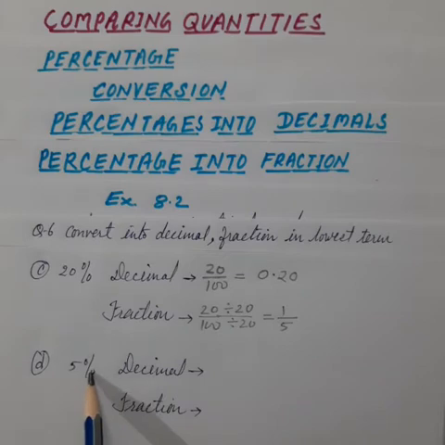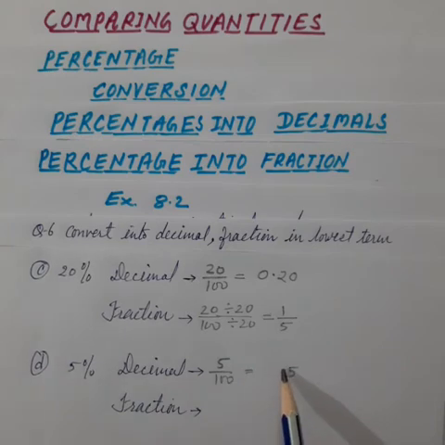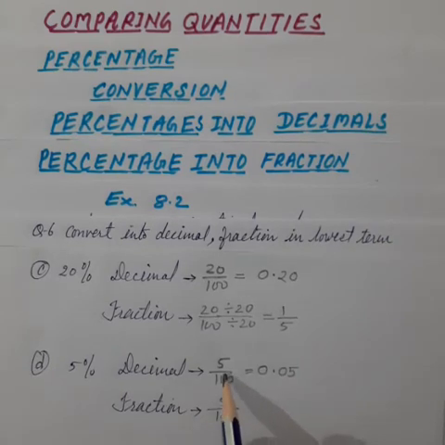D. 5%. Decimal first: 5, and for this percent sign, 100 in the denominator. Now this is 5 hundredths, which means two places are there after the decimal point. Start from the last digit, it is 5, then tens are not there, so 0, then the decimal point and a 0 in the whole part. Fraction: 5 by 100, we are having a fraction here.